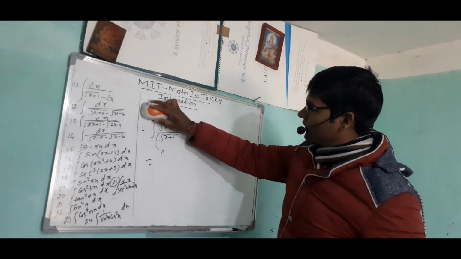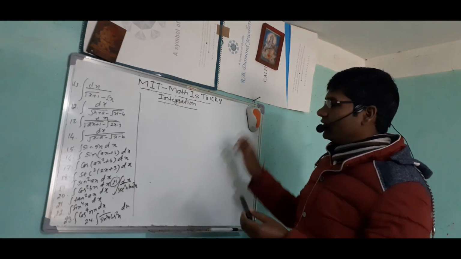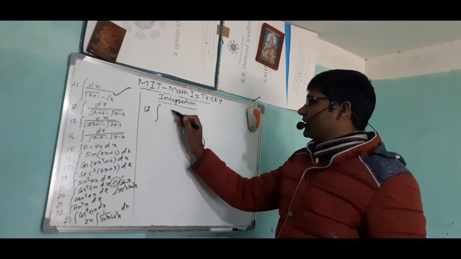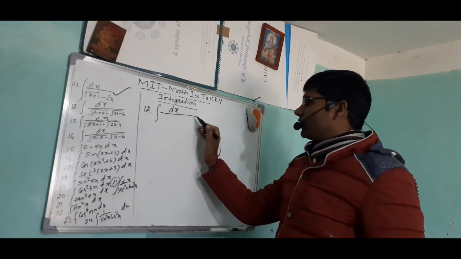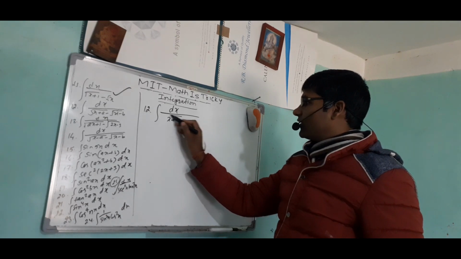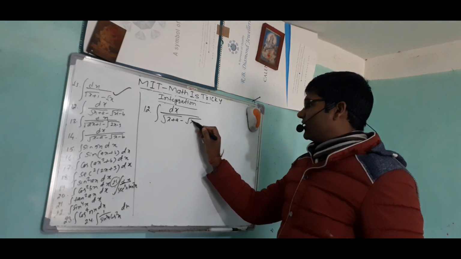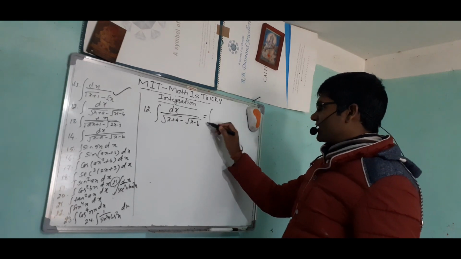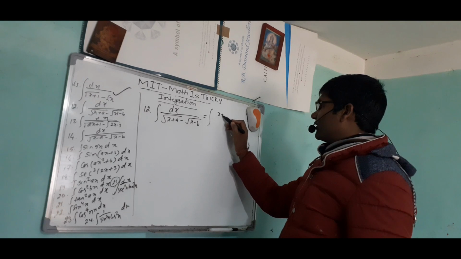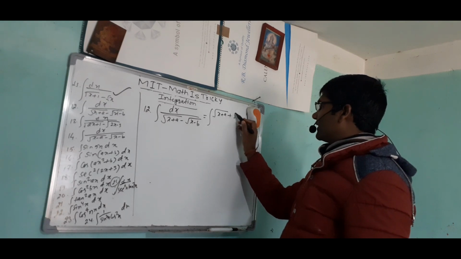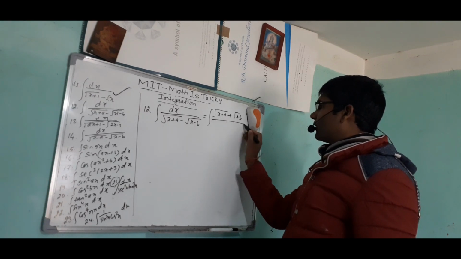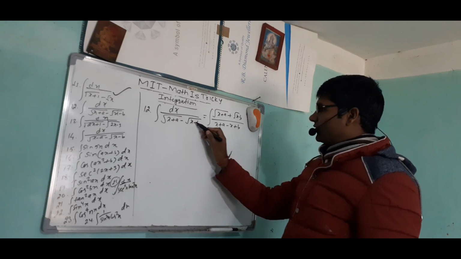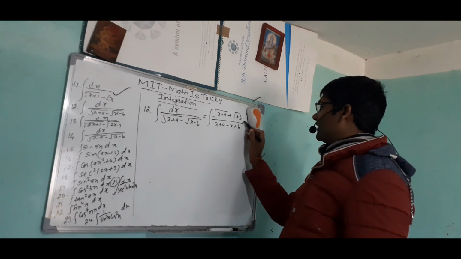So question number 12. The question is integral of dx divided by square root of x plus a minus square root of x minus b. Simply as before also, by rationalization we will be getting here square root of x plus a plus square root of x minus b, by x plus a minus x plus b. Because of this, the minus sign will be changed here, it is dx.